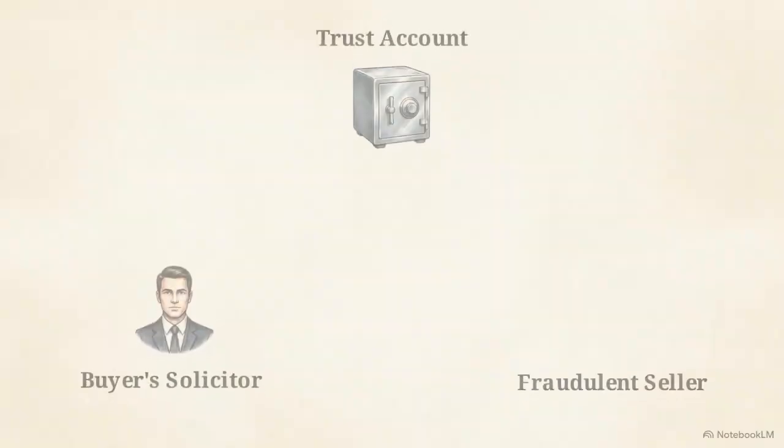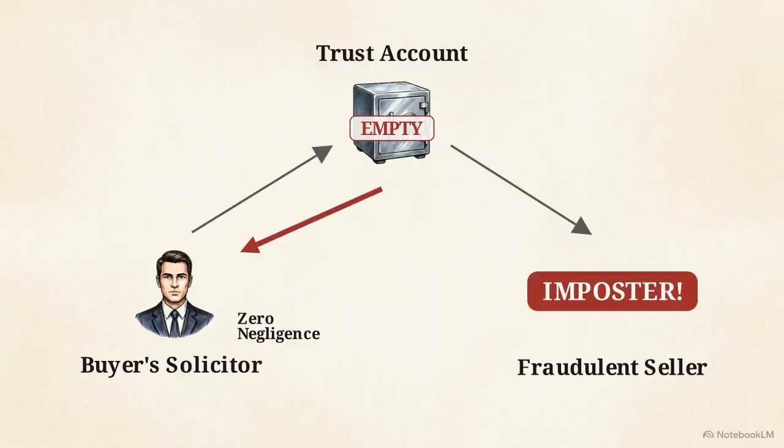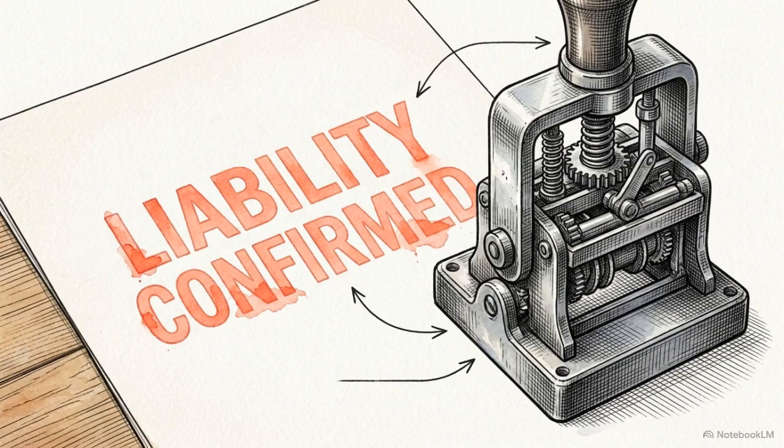This schematic details the transaction mechanics. The buyer solicitor holds purchase money in a trust account with a fiduciary duty for genuine completion. The court found zero negligence by the solicitor. Despite that, they were held fully liable for their client's massive financial losses. Because the seller was an imposter, there was no genuine completion. Releasing the funds under those conditions constituted a strict breach of trust.